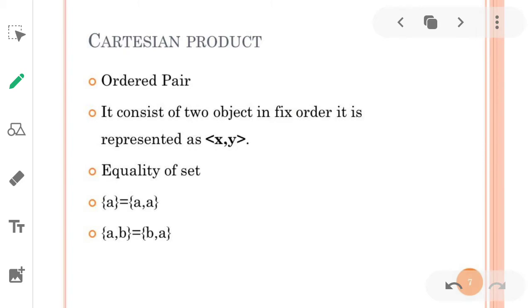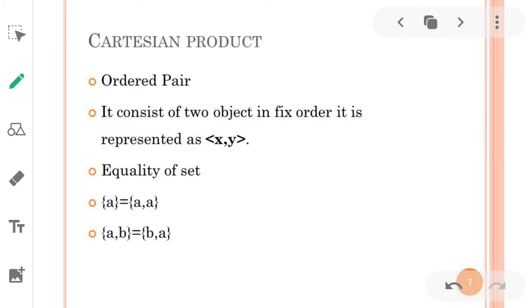Next is Cartesian product. So before understanding the concept of Cartesian product, we must understand the concept of ordered pair. So what is an ordered pair? An ordered pair consists of two objects in fixed order. It is represented as (x, y). We can consider here a simple example of Cartesian coordinates. So Cartesian coordinates are x coordinates, y coordinates, and the order is also (x, y). So in the same case, an ordered pair contains two objects in fixed order.